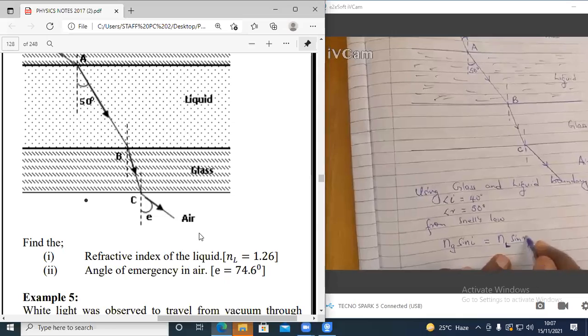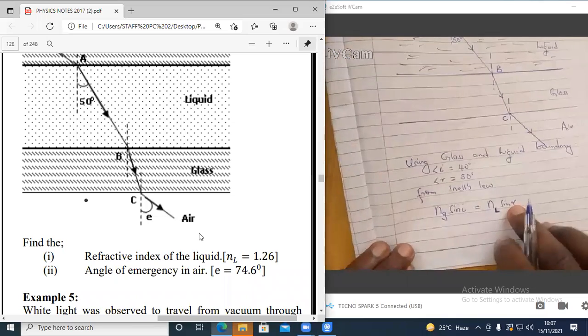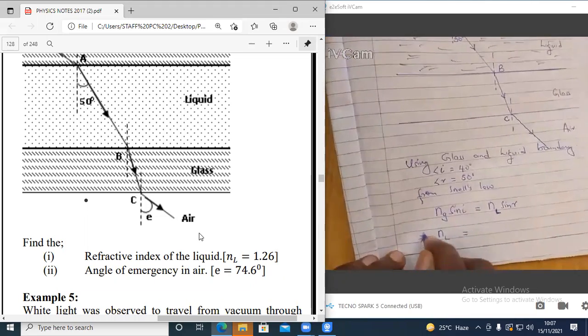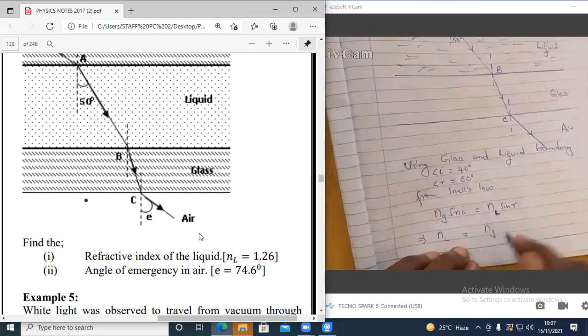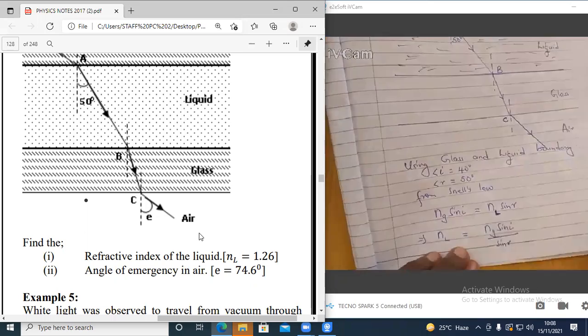Sine R. So I want to find this one, so I will make NL the subject. It implies that NL will be Ng sine I over sine R.